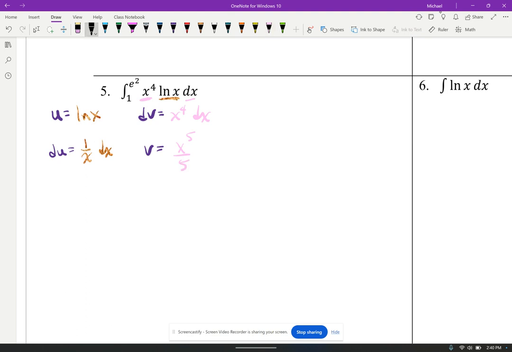Great. So then according to what I have in my copper and my pink writing, the antiderivative of this would be u times v, so it would be the natural log of x times x to the 5th over 5, minus the integral, if I'm going to use colors, let me continue the consistency of the colors here, minus the integral of v du.